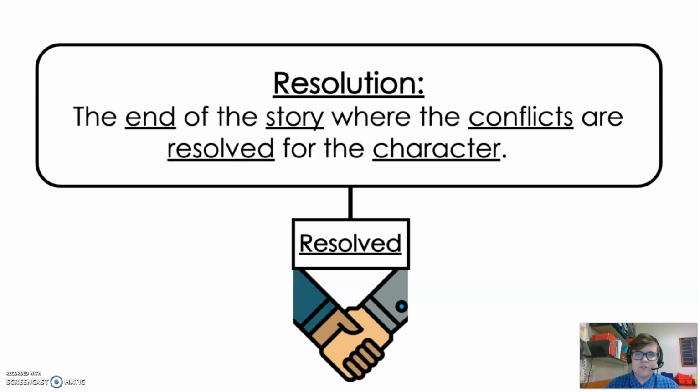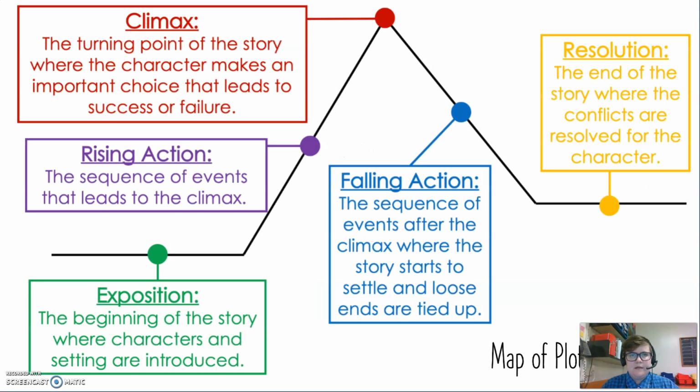Resolution. This is the end of the story where the conflicts are resolved for the characters. Everything is resolved. Everything is fixed. And the characters are able to move on with their lives. So, once again, we have our map of plot structure. We have the exposition at the beginning, the who and the where. We have the rising action, the sequence, all the events that happen in order that lead up to the climax. Sometimes there can be tension, there can be happy, there can be complicated things, all sorts of things.